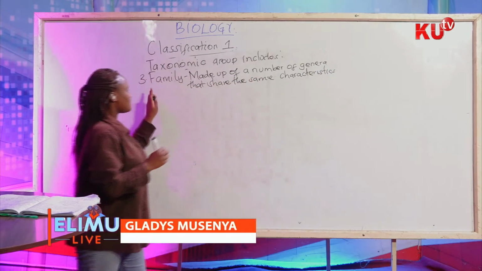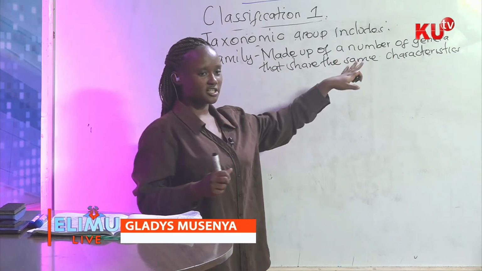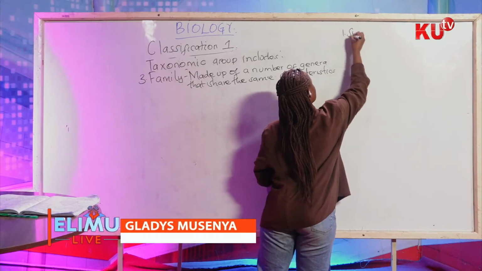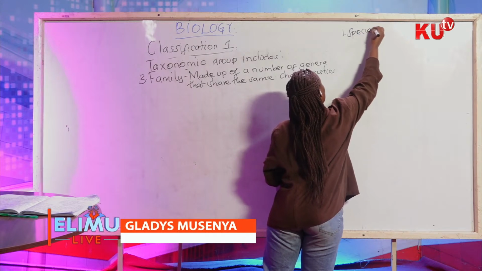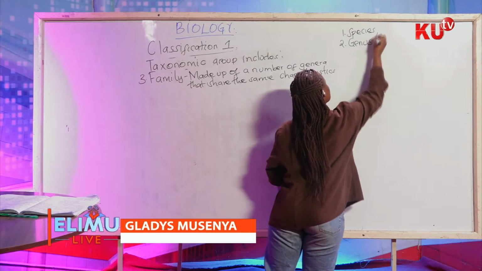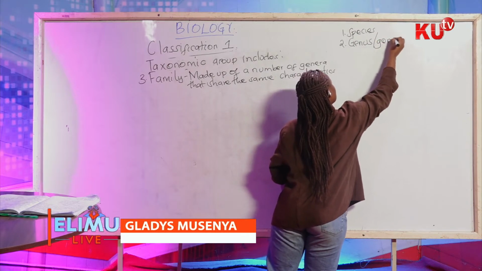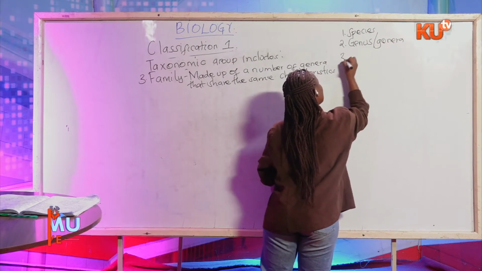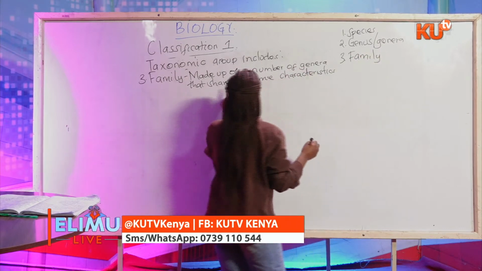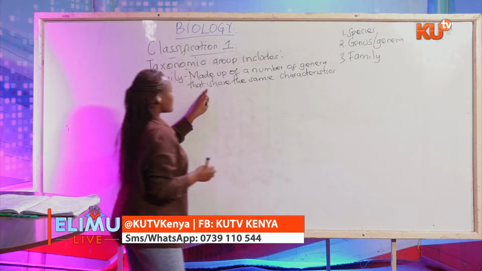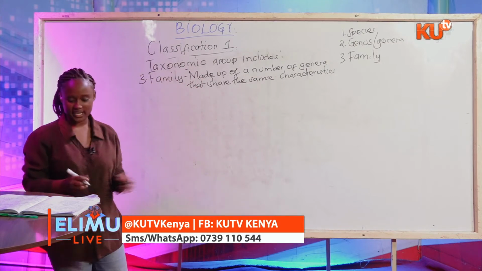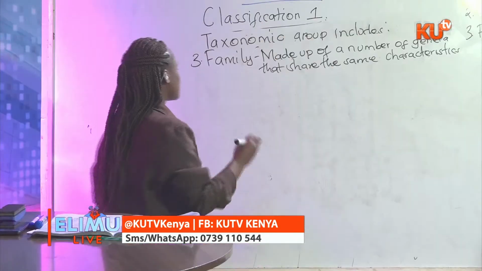Now, family is made up of a number of genera. We had species, let me write here. Species, we had genus, stroke genera, and now we have the third one, which is family. It is made up of a number of genera that share the same characteristics. That is family. Now we go to the fourth one, which is order.